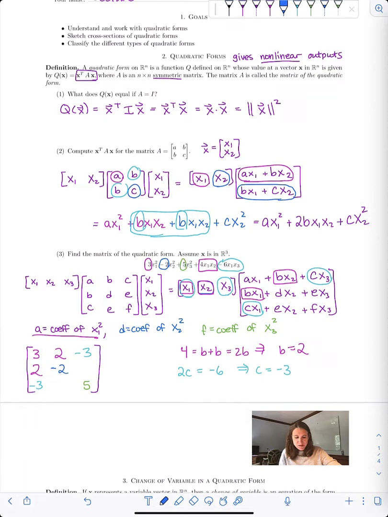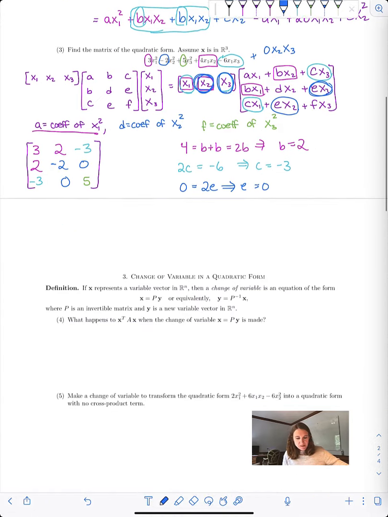And then our final entry, by a similar process. So we have x1, x2, x1, x3, and what we're not seeing is an x2, x3, which we would get either by multiplying the x2 in the second column times the x3 in the second row, or the x3 in the third column times the x2 in the third row. And notice that term doesn't show up, so it's a 0. So that tells us that 0 equals 2 times E. So E equals 0. And now we have our matrix.